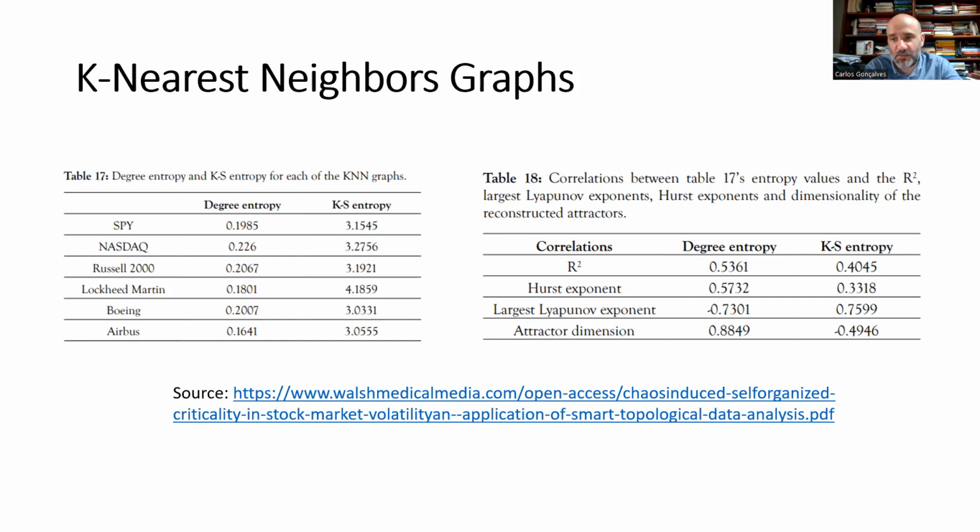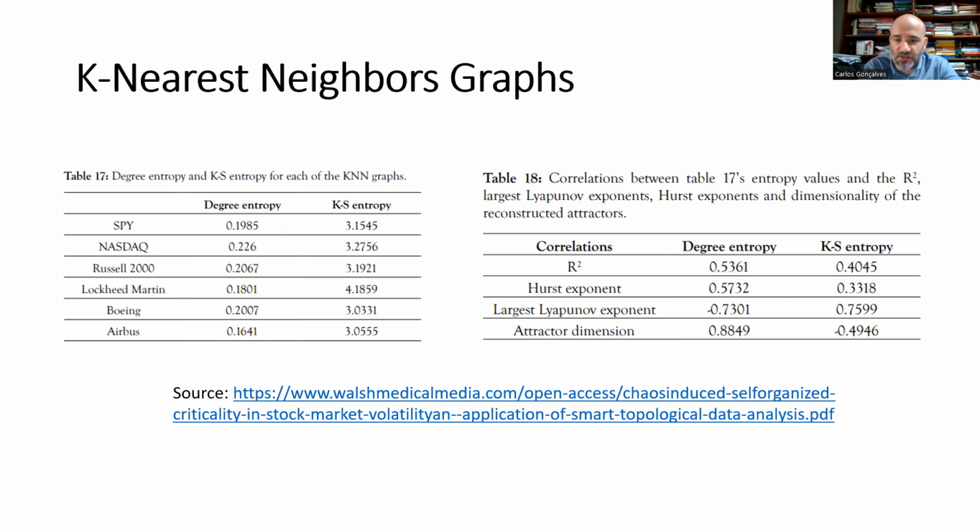They are not maximum entropy graphs. On the right, we have the Kolmogorov-Sinai graph entropy calculated. What's interesting is that for these assets we can calculate correlations between the entropy values and the main metrics that we found for these attractors, including largest Lyapunov exponents, the predictability expressed by the value of R squared, the Hurst exponents, and the dimensionality of the reconstructed attractors.